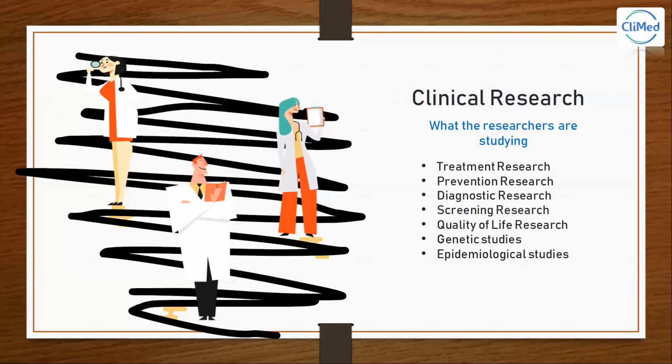Here you see the major types of research which are conducted. It's not only one kind of research going on; there are several. I'll give you an idea about treatment research. As the name says, it's all about the treatments going on in the study. Prevention trials look at whether a particular treatment can help prevent a disease.